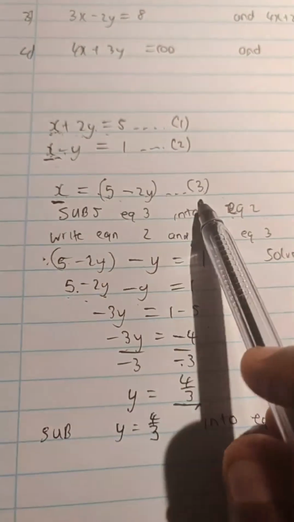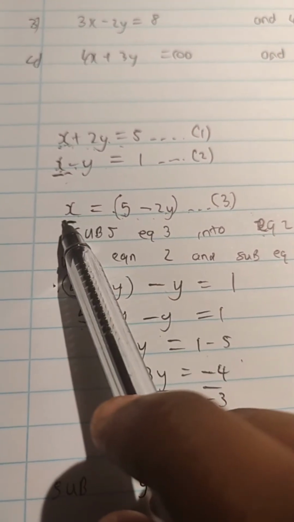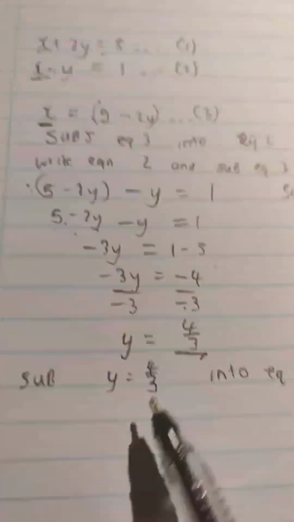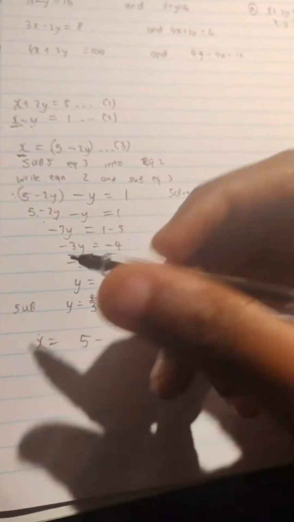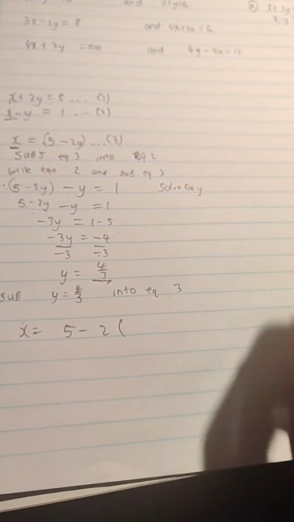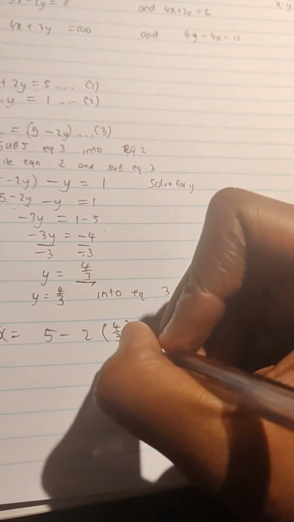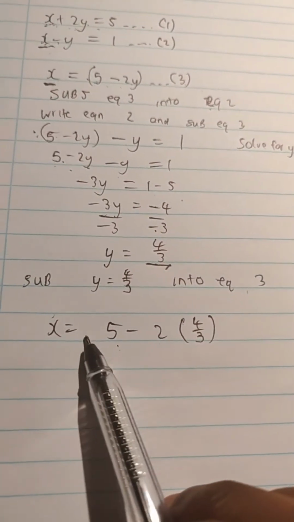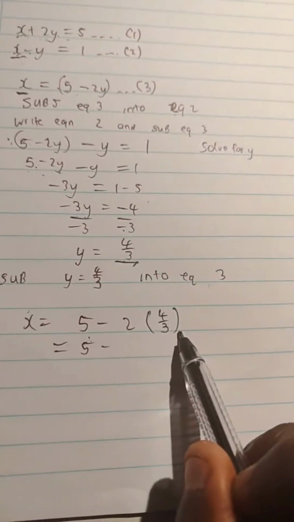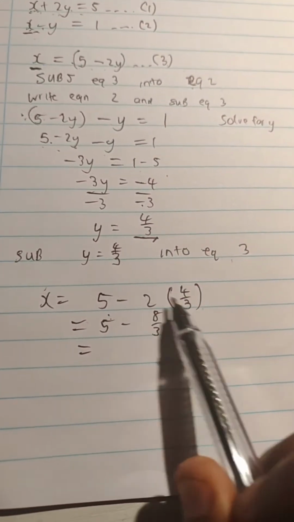So here in equation 3, x is ready to get the value of itself by substituting a particular y value, which is this one. So let's go there and say x is equal to 5 minus 2. In the place of y, we are going to write this y, which is 4 over 3. Then, what's 5 minus 2 into 4 over 3? We multiply 8 over 3, right? Because minus 2 times 4 over 3 is 8 over 3.